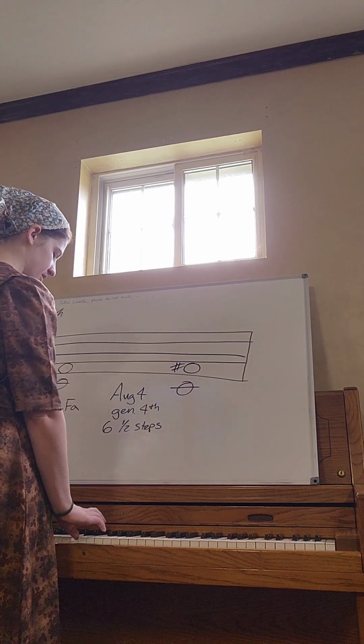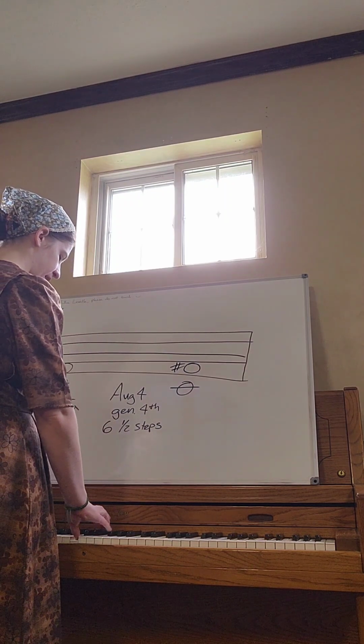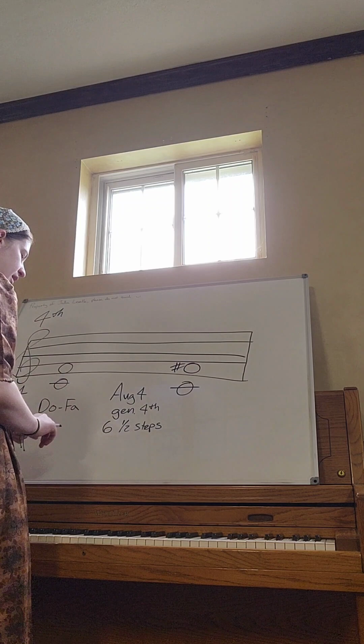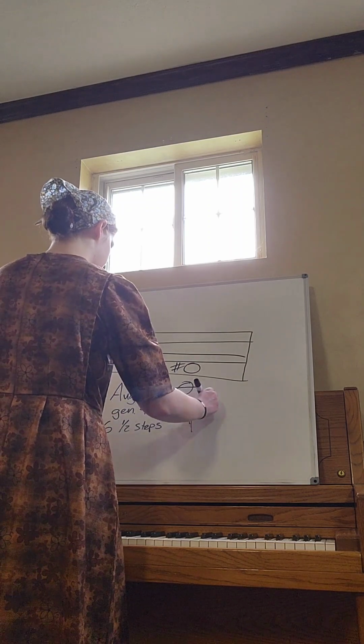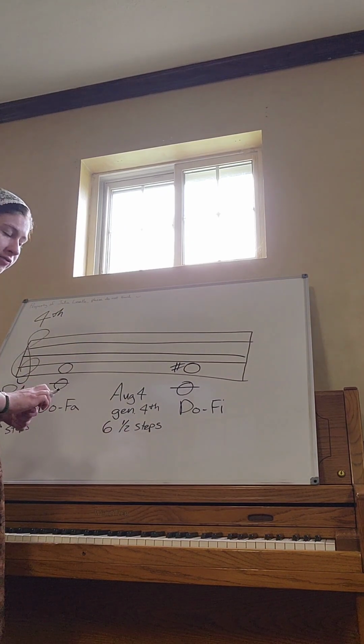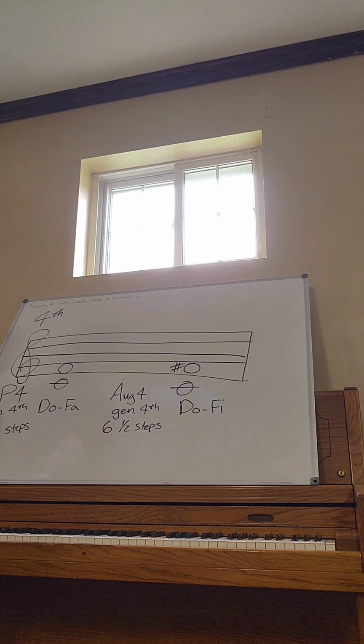Let's count our half steps. 1, 2, 3, 4, 5, 6. And that in solfege is do to fi. So again, the difference, perfect fourth versus augmented fourth. They are both generic fourths, but the difference is the amount of half steps. Perfect fourth, 5 half steps. Augmented fourth, you tack another half step on there, 6 half steps. Do, fa, do, fi.